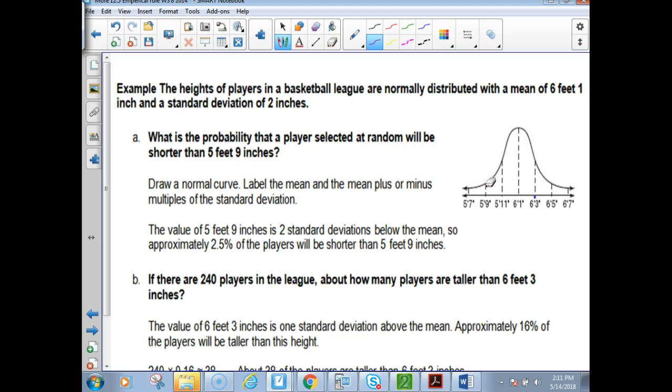By the way, you're going to get a picture of the empirical rule on a sheet. Okay, you'll have it. You have to know how to use it or make your own. So here's our question. What's the probability that a player selected at random will be shorter than 5'9"? So here's 5'9".